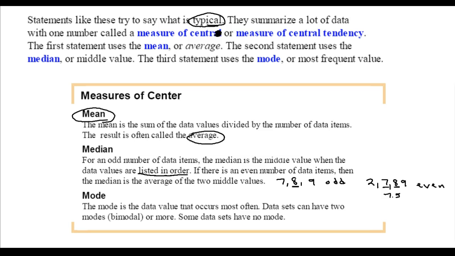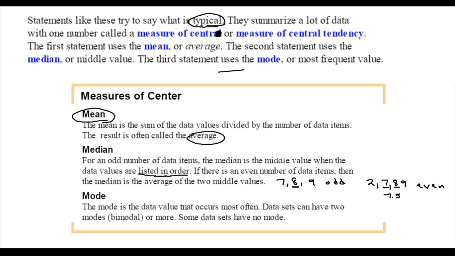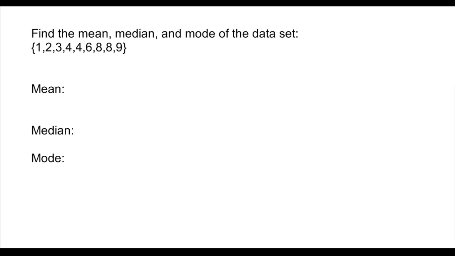All right? Then, let's go ahead and talk about this next one right here. Alright, so now let's try an example. What we're going to do is try to find the mean, median, and mode of this data set. Alright, so you are going to go ahead and try to do that now.